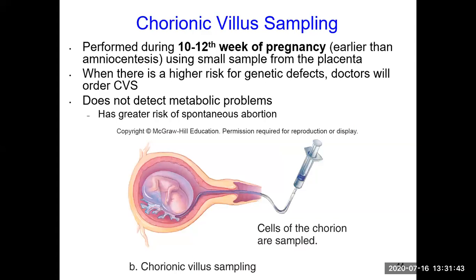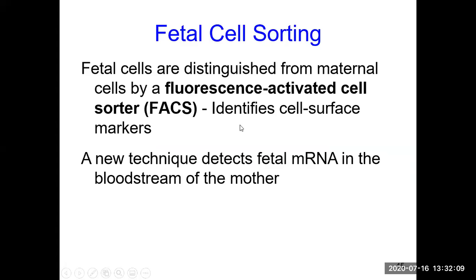This is to make sure there are no chromosomal abnormalities. Another one, if you want to see even earlier than the previous procedure, is CVS, chorionic villus sampling, at the 10th to 12th week of pregnancy, okay? This is where a small sample from the placenta is taken. This is done when doctors suspect a high likelihood of a genetic disorder, but this technique also has a higher risk of spontaneous abortion.